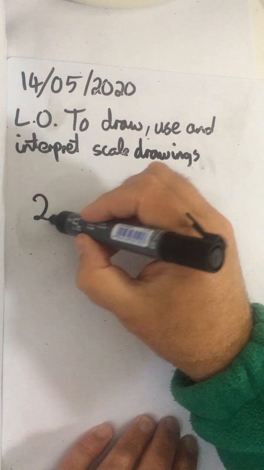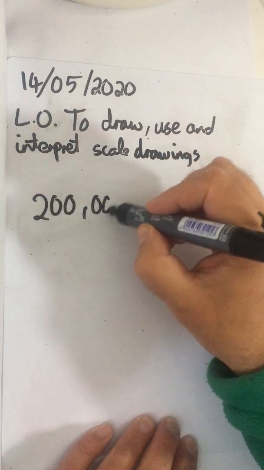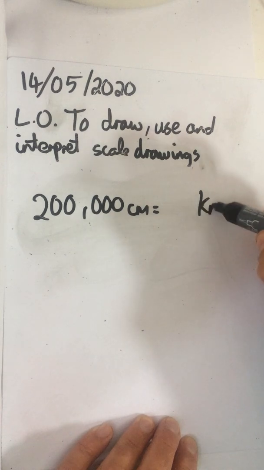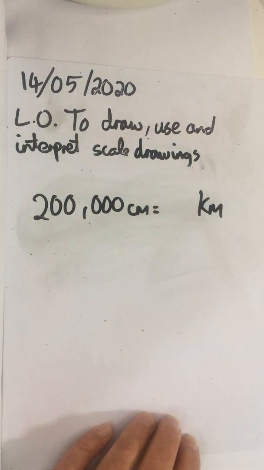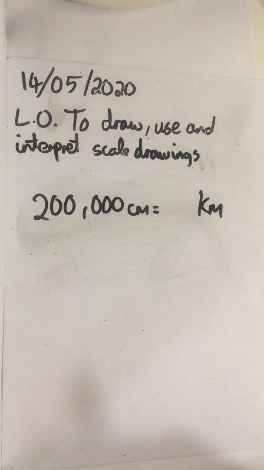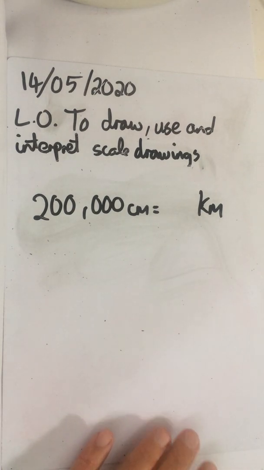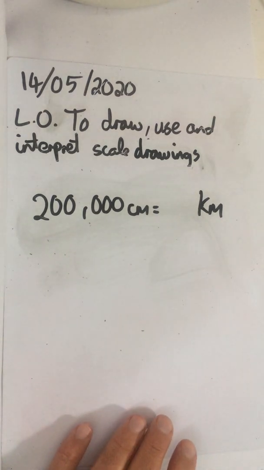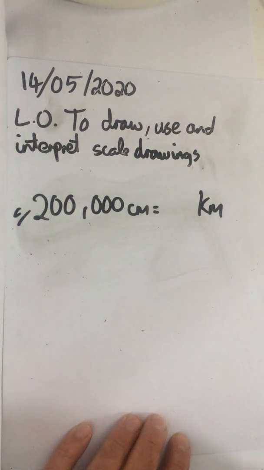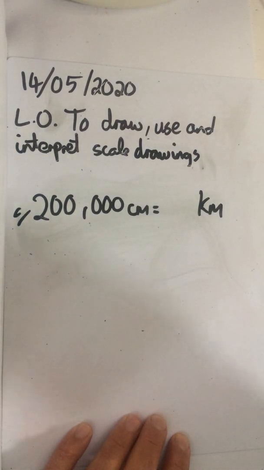This is 200,000 centimetres, and we're turning that into kilometres this time. Okay, but notice kilometres. If you need to pause the video, please pause it. Right, let's have a look. So 200,000 centimetres equals how many kilometres? Sorry, that was question C. So try and do these in our books, please.